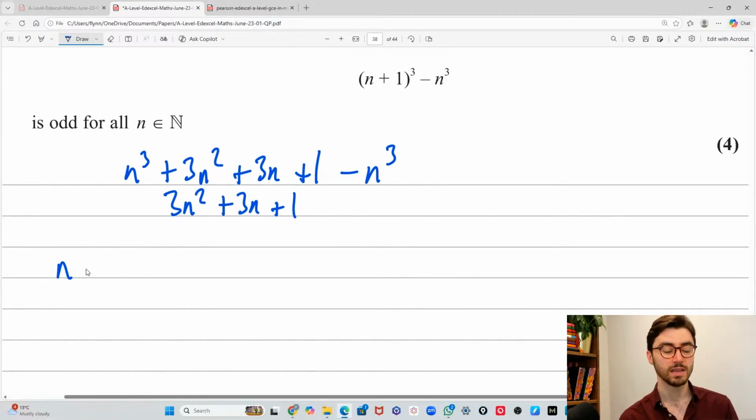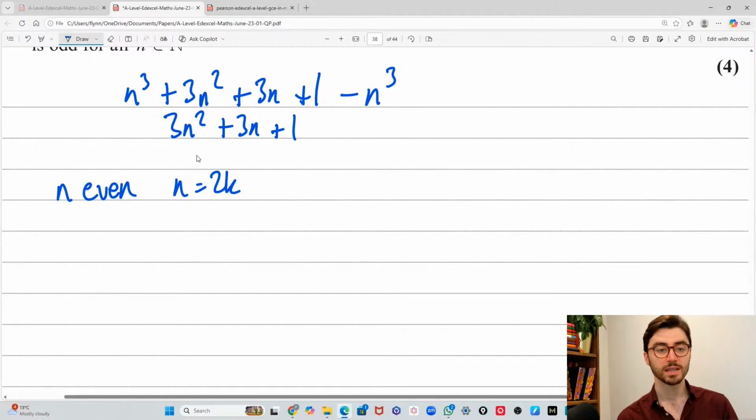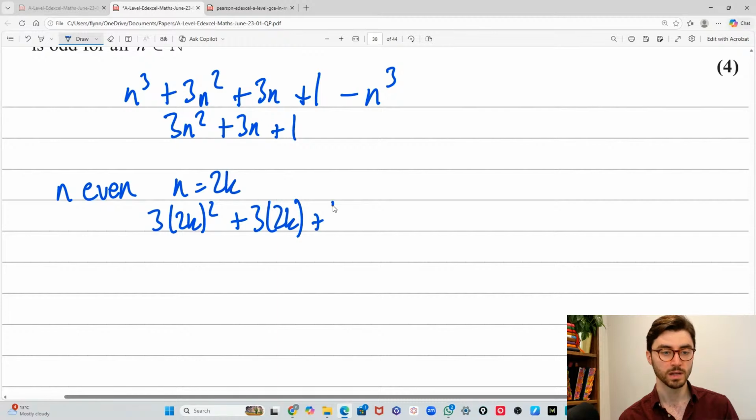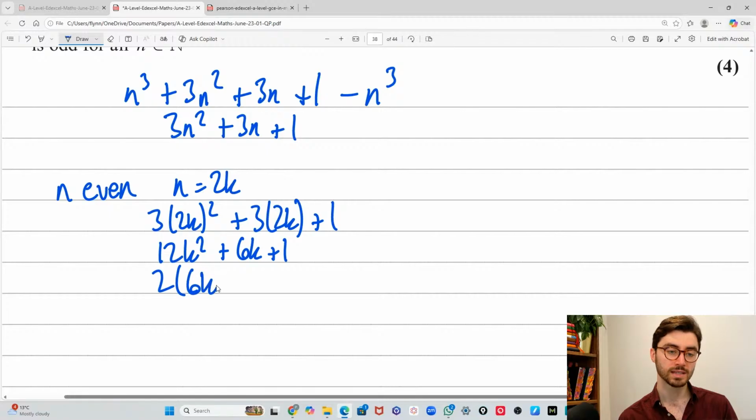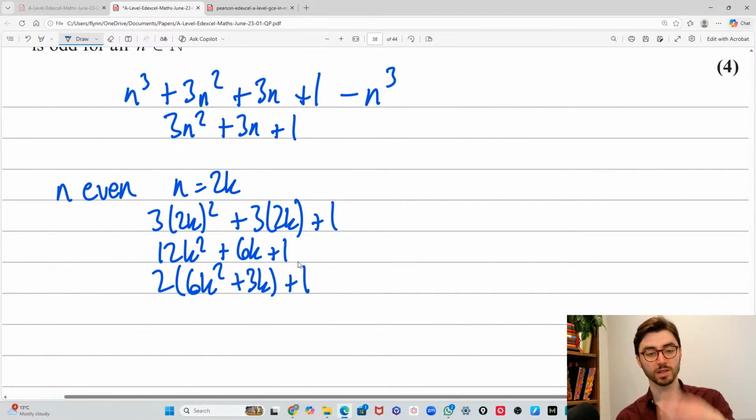So when n is even, so when n is equal to 2k, then this thing is going to be 3 into 2k all squared plus 3 into 2k plus 1. So that's going to be 12k squared plus 6k plus 1, which is 2 into 6k squared plus 3k plus 1. So it is 2 times an integer plus 1, therefore odd.